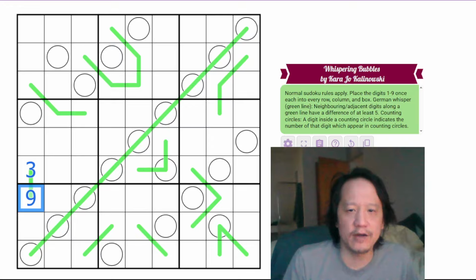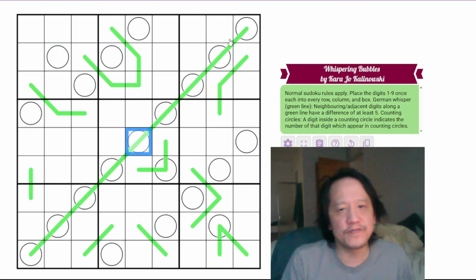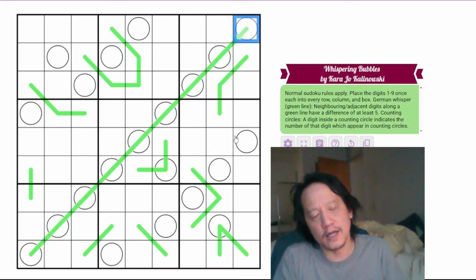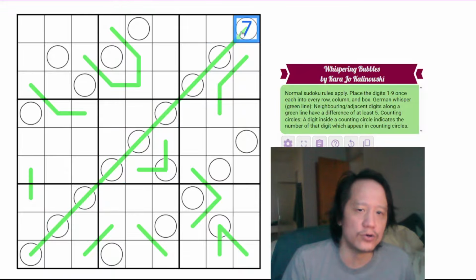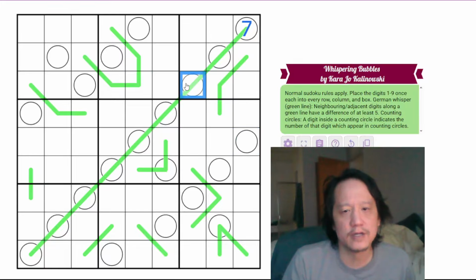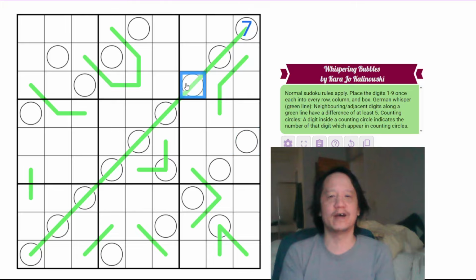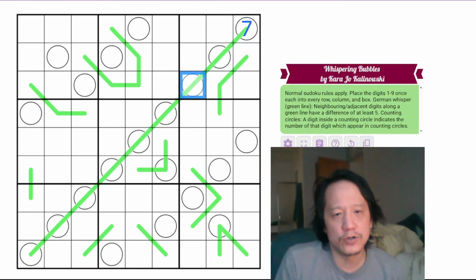We also have counting circles, where a digit inside a counting circle indicates the number of that digit which appear in counting circles. So if there were, say, a 7 here, that means there would have to appear 7 sevens total in the circles. So there would have to be 7 total circles which contain a 7. And that's an example of how counting circles work. And those are all the rules.